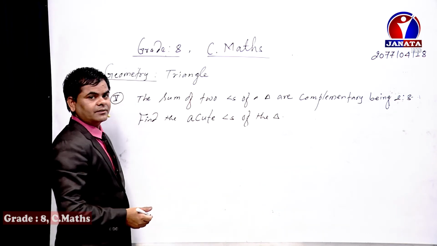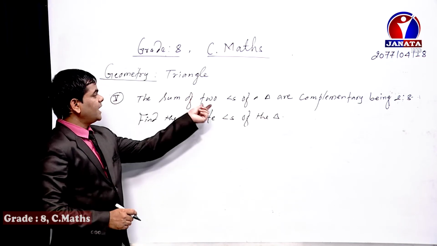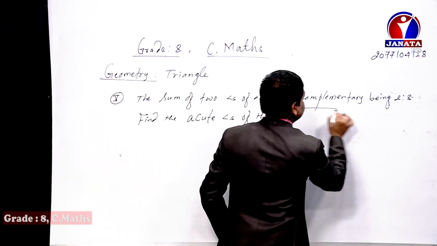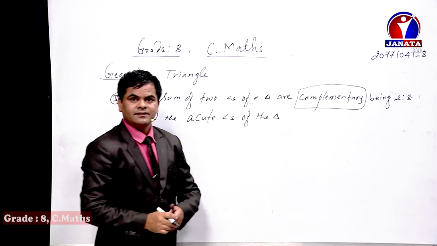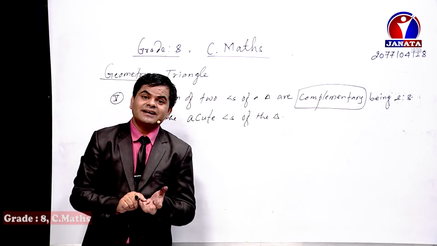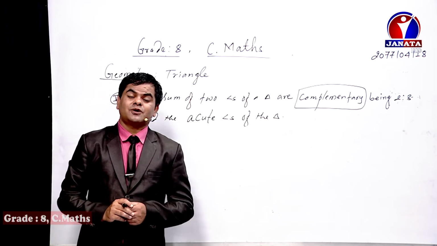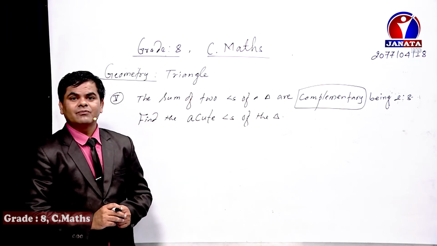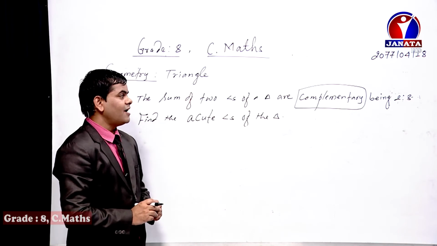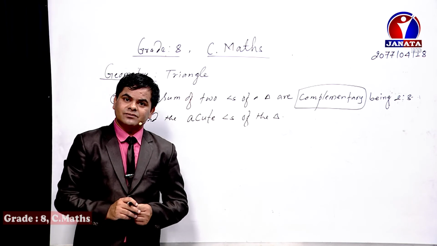If it is a question, such type of question may arise. What will you do? The sum of two angles of a triangle are complementary. What do you mean by this? This is the very vital information to solve this question. At that time, I had told supplementary angle, complementary angle. Supplementary represents the sum of those angles will be 180 degree, but in case of complementary, it will be just half of supplementary. The sum of complementary angles is 90 degree.